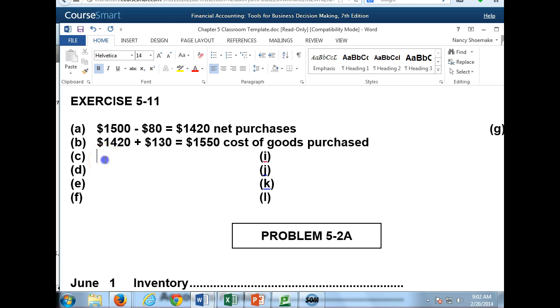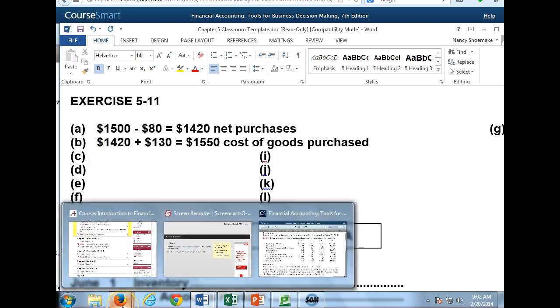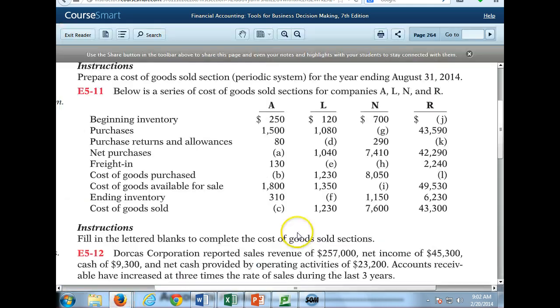Okay? How many agree with that? Now we have our cost of goods purchased of $1,550, and we know our cost of goods available for sale will be the $1,550 plus we started the year with $250 to give us our $1,800.